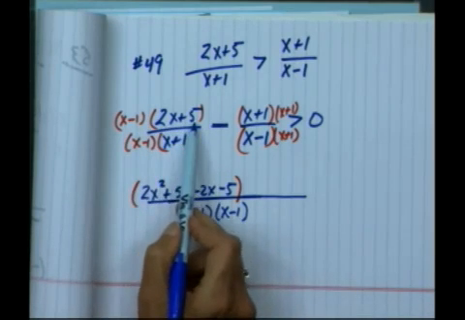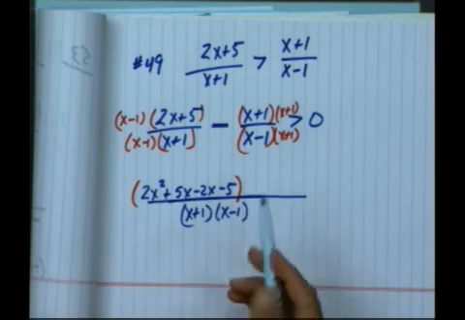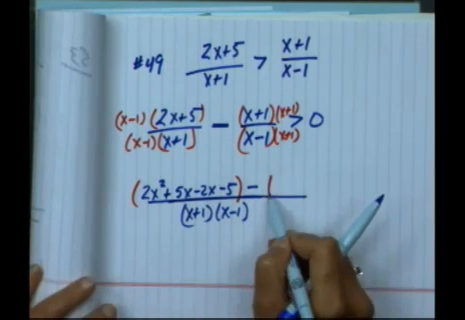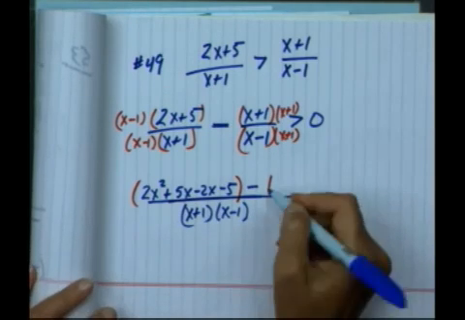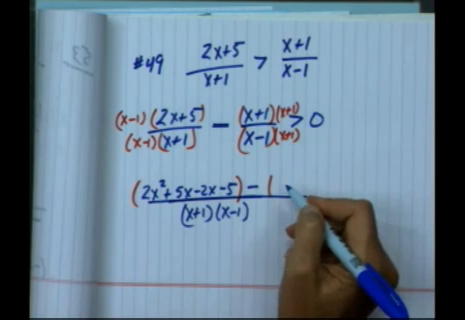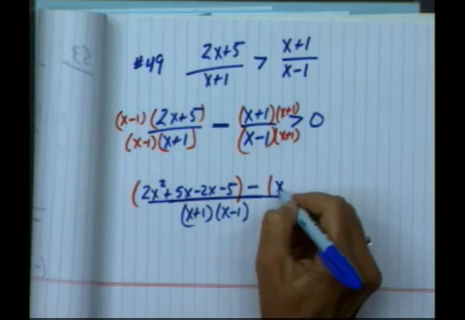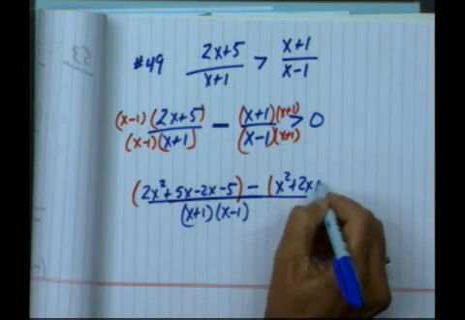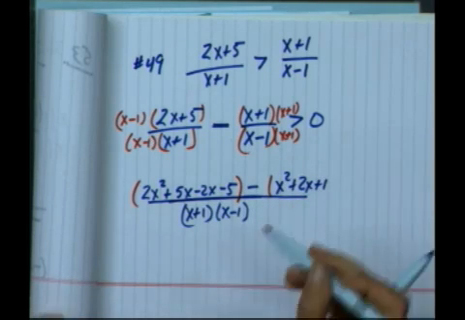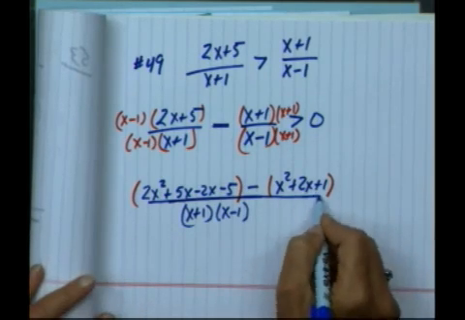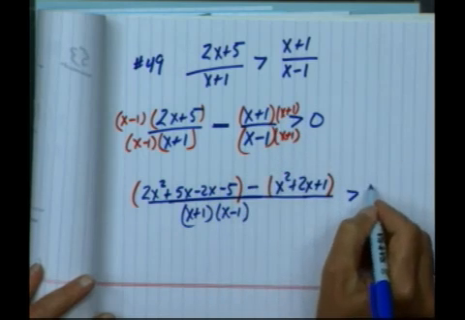X minus 1 times 2x plus 5. And then we have minus. And then when we multiply x plus 1 times x plus 1, do we get x squared plus 1? If you multiply x plus 1 times x plus 1, you get, yes, you got to FOIL it out. X squared plus 2x plus 1. I said that because that's a mistake that happens way too often. It's not x squared plus 1, you got to FOIL it. Greater than 0.